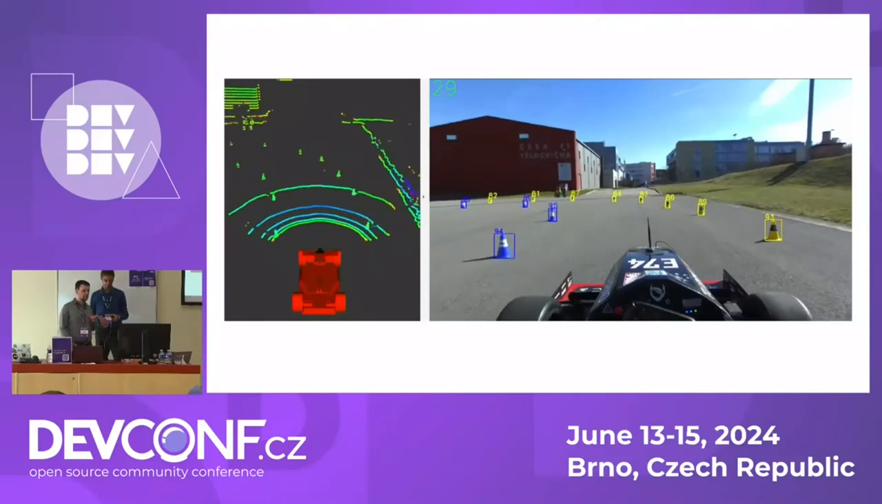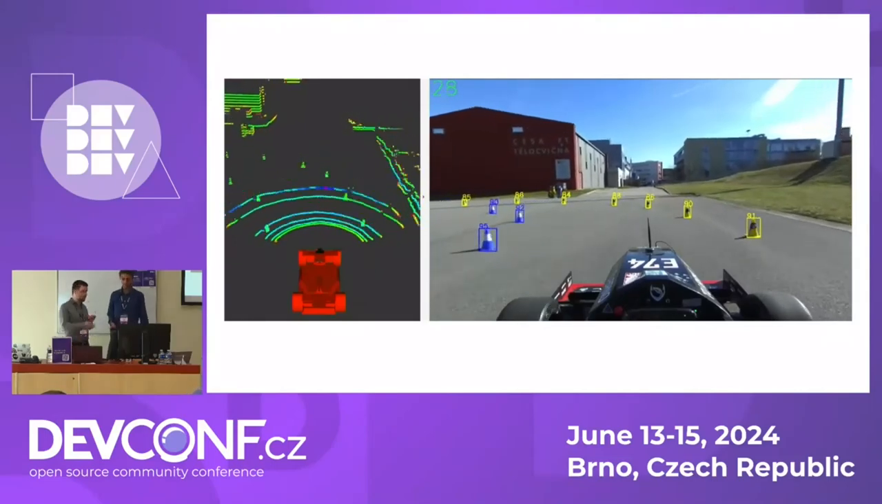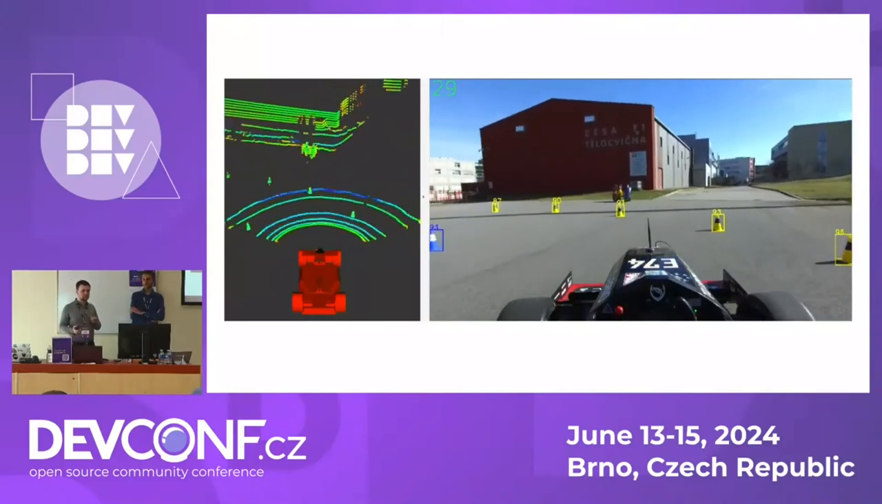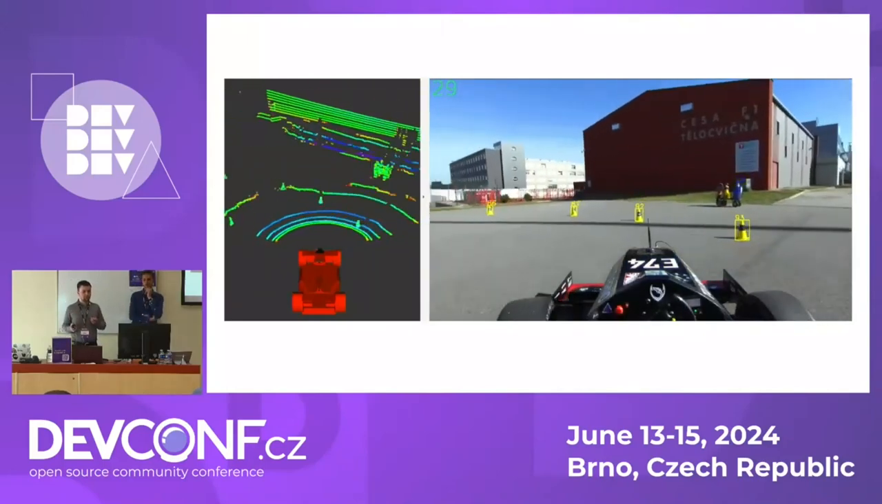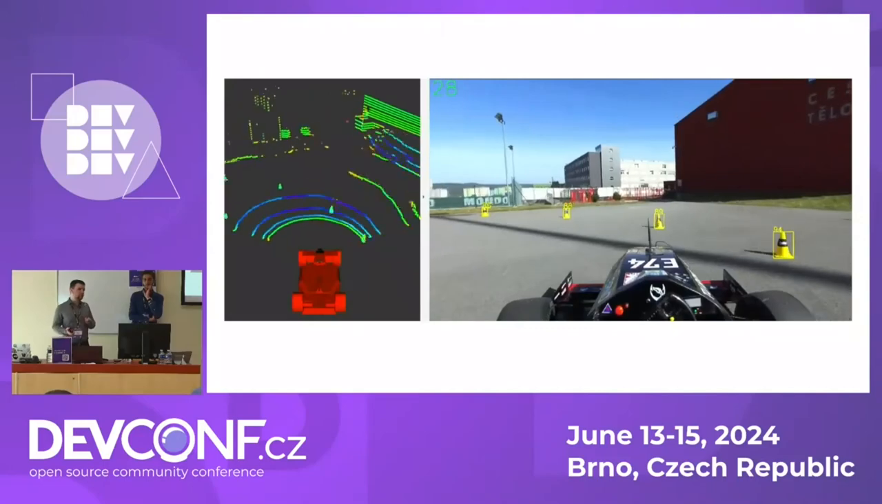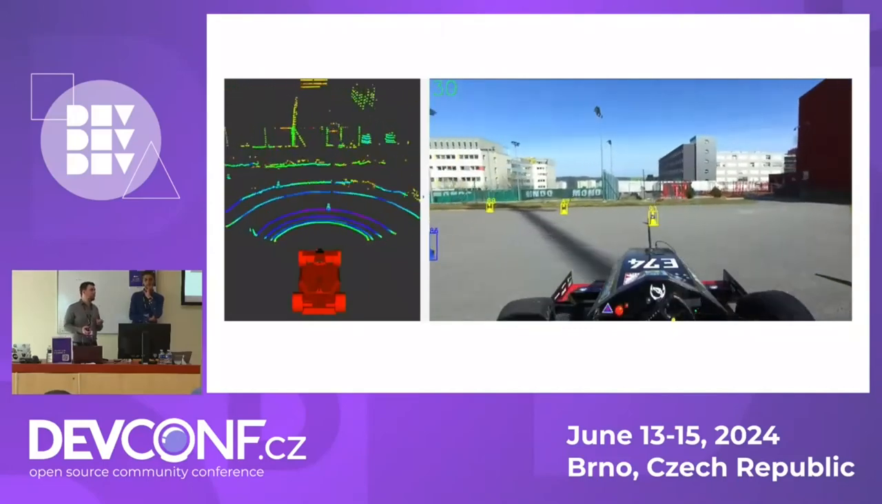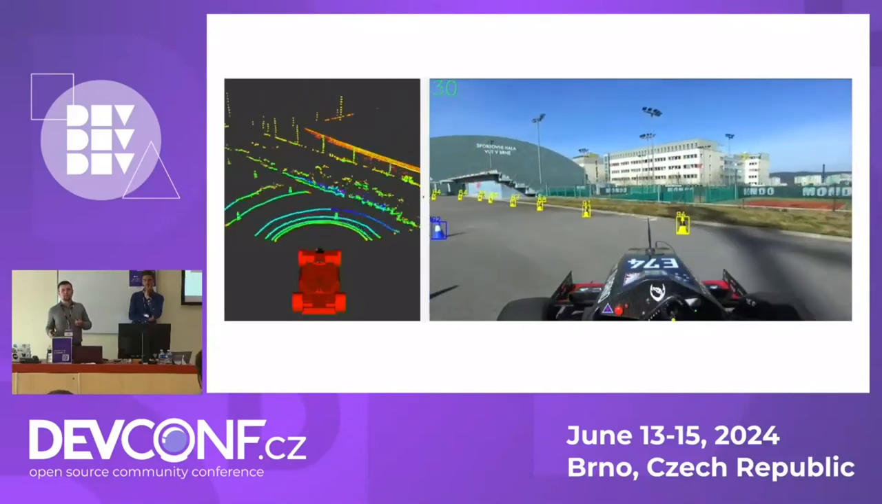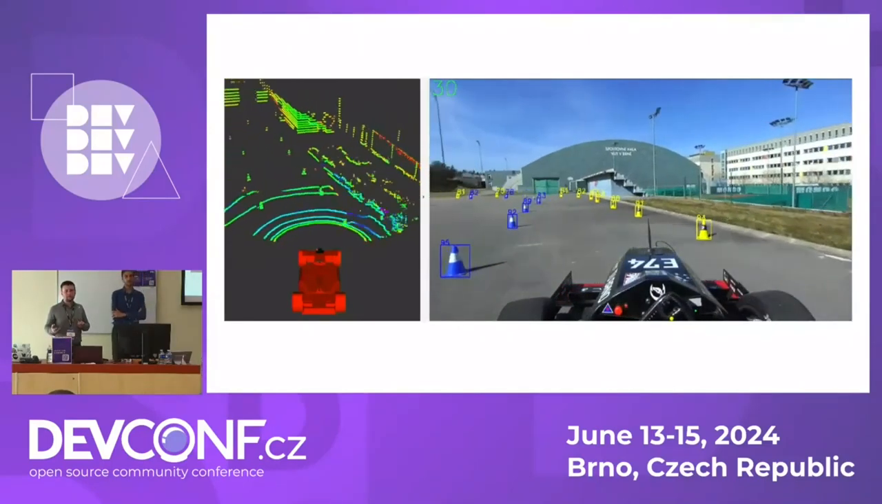So the question was if we are running everything in the car, or if we have some central cloud provider which does all the calculations for us. No, we are running everything on the car. Basically, it is not restricted, but you cannot expect to have the best connection on every racetrack you are at.